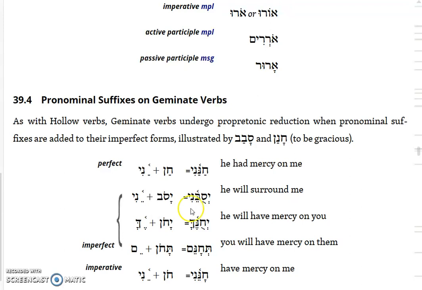yasubeni. And you need to have a short vowel because this is now an unaccented closed syllable, which requires a short vowel. Holem is a long vowel. Kibbutz would be a short vowel. It could have gone to a kamatz hatuf in theory, but it goes from the O to the U. And note that the propretonic kamatz reduces to shva as well.